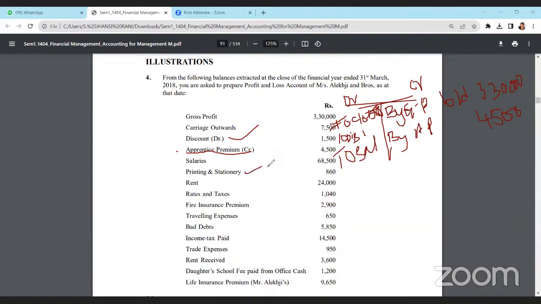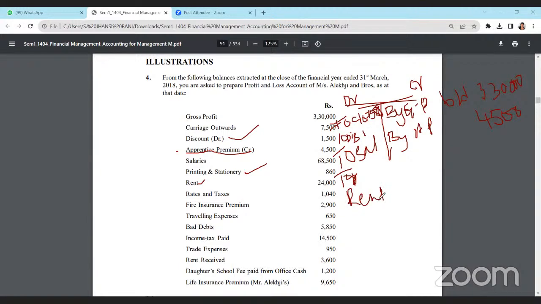Next, printing and stationery. It is also an expenditure. Printing and stationery means some pens, pencils, papers, whatever that are related to the business, we will purchase it. So these are also expenses. All expenses, as I said, I write on the debit side, to printing and stationery 860. Next, rent. Rent is also an expenditure. It's not an income to us. We are paying rent to the owner. So all expenses debit side, to rent.